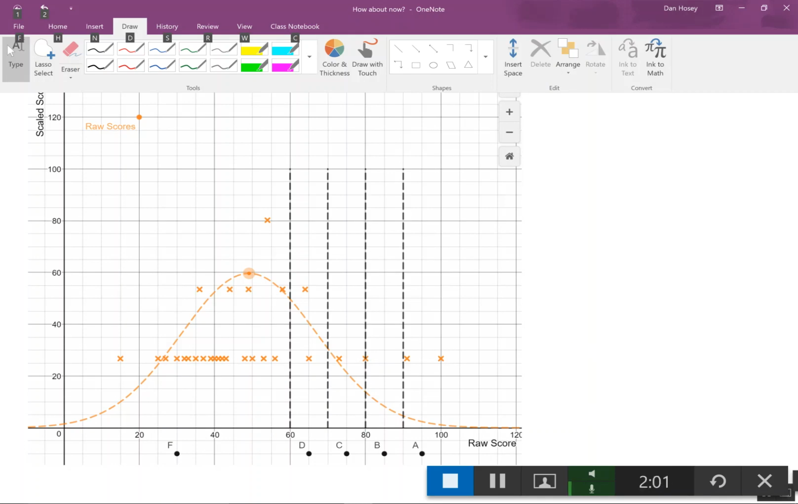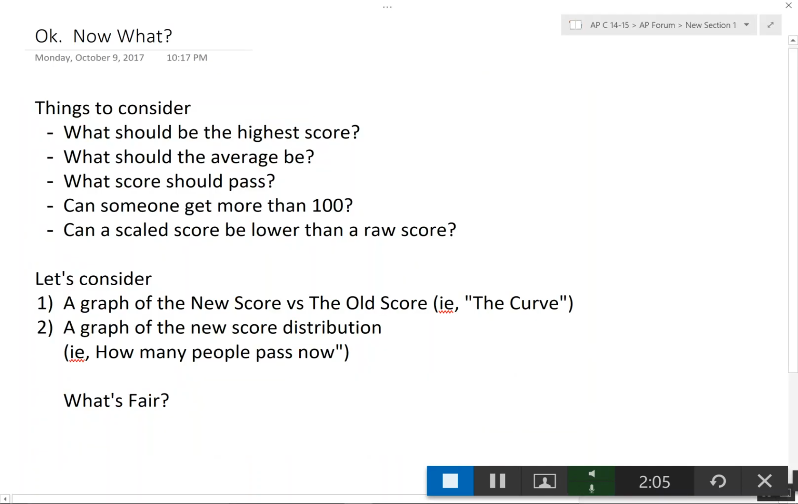Hopefully I've sold you on the occasional need for curving, but what do we want to consider when we're doing it? Things I think most people like to look at are what the highest score is, can it be over 100? What's the average going to be? What score should pass? Can someone get more than 100? And can somebody's scaled score ever be lower than their raw score, which would certainly rub people the wrong way if I was a student.